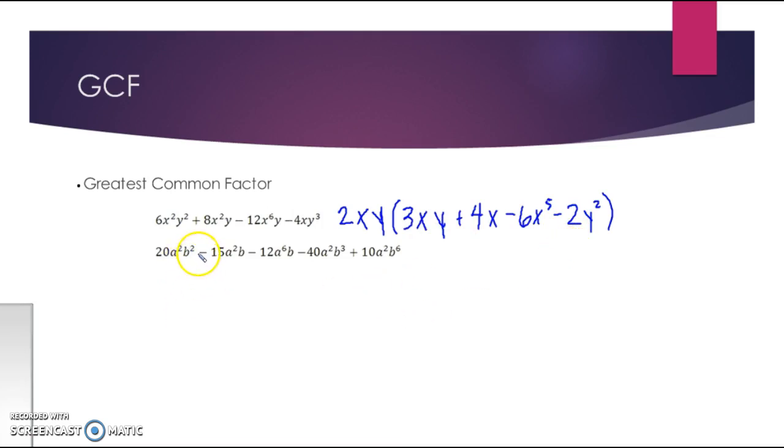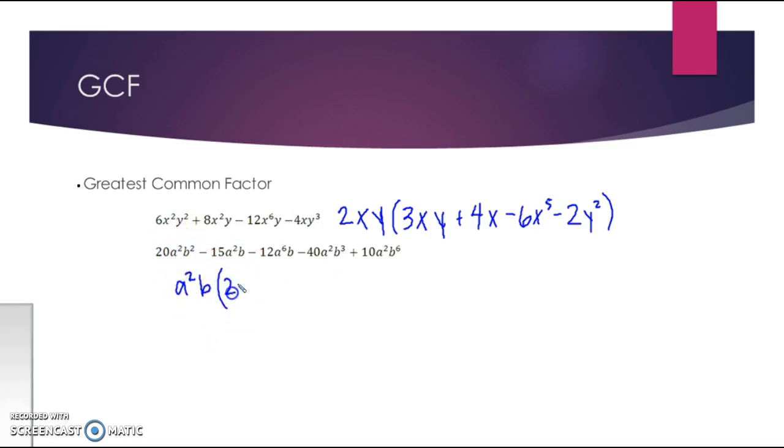And for the second example, I've got 20, 15, 12, 40, and 10. So again, start with the smallest one. 10 goes into everything except for 15 and 12, and so my only factors of 10 are 5 and 2. Well, 5 goes into 15, but not 12, and 2 goes into 12, but not 15. So there's not a GCF with my numbers, my coefficients. So there's not a number I can take out, but I can take out variables. They all have A's, they all have B's. So my smallest A is A squared, and my smallest B is just B.